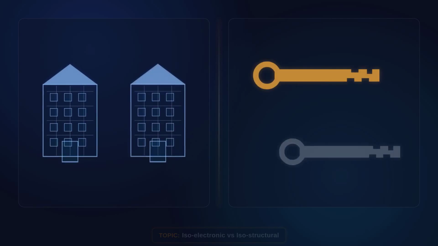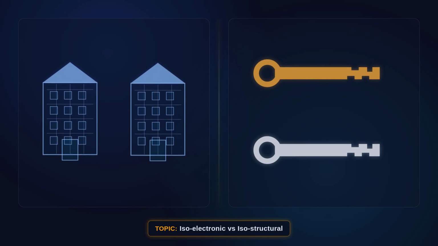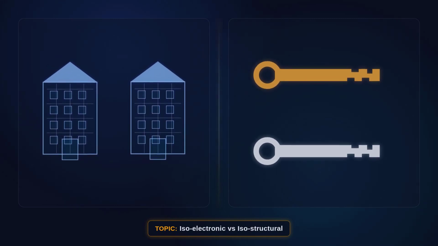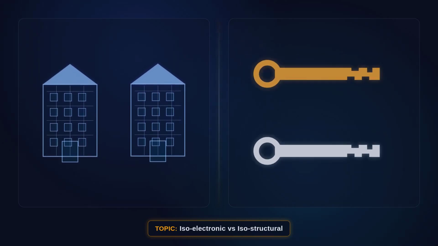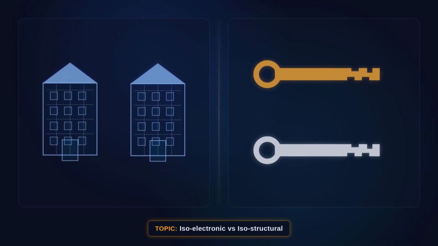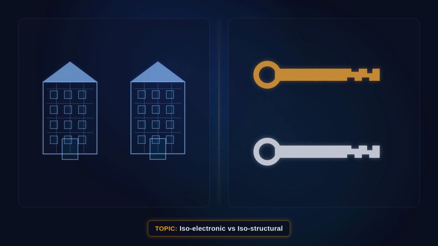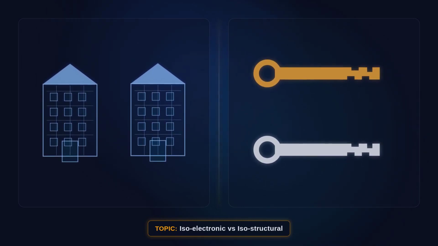Think about two buildings that look identical from the street but house completely different businesses inside. Or imagine two different keys that share the exact same jagged profile but are made of different metals. In the world of chemistry, we see this strange overlap all the time. Molecules can be twins in ways that aren't immediately obvious, and understanding these relationships is a bit like cracking a secret code. Let's start with the first layer of this code.